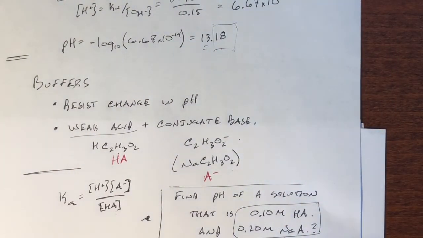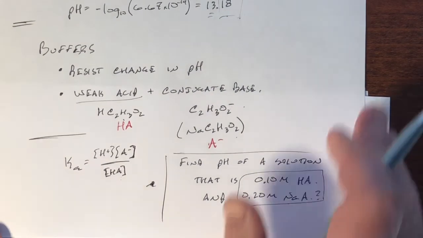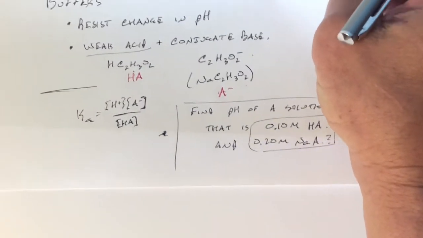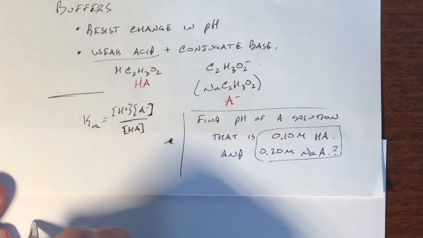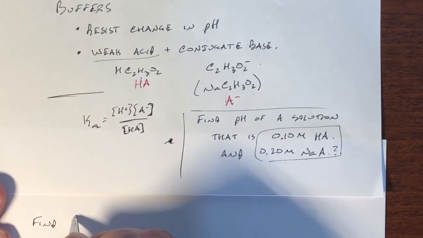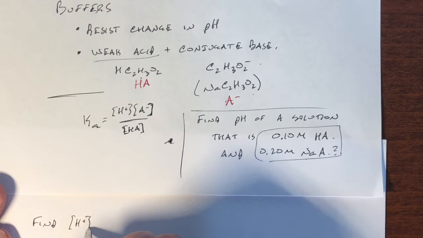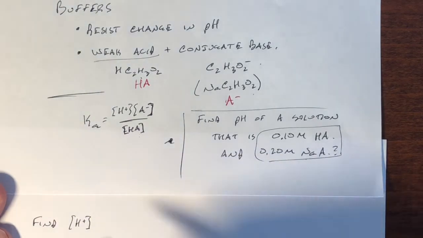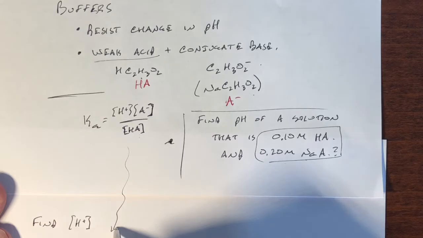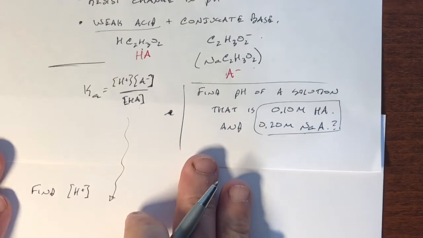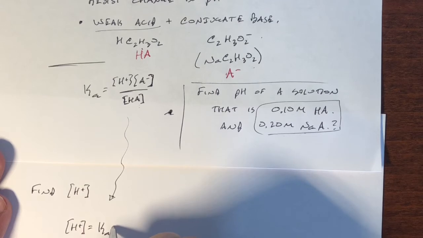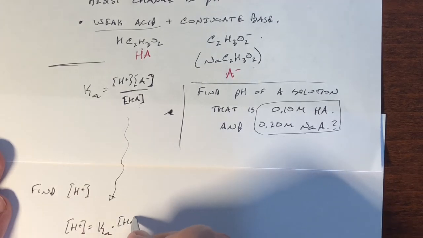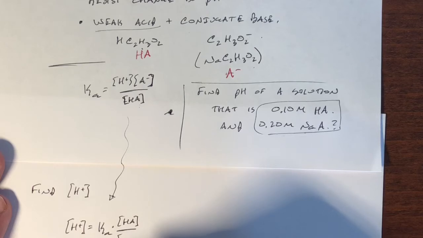Okay, there's a couple ways to do this. The textbook chooses to kind of keep the math on the simple side, so we'll do it that way. What we're trying to find first is the concentration of H+, and once we've got that, we just use the definition of pH to solve for the pH. So I'll use this Ka expression and rearrange it to get my H+. So my H+ equals the Ka times concentration HA over A minus.